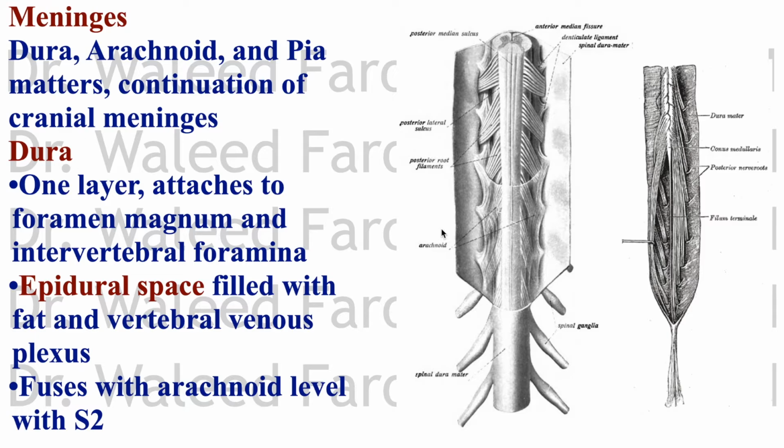The epidural space means the space between the dura and the vertebra. It's filled with fat and also a series of veins called the vertebral venous plexus. The dura fuses with the arachnoid at the level of S2, as you can see here. The pia mater continues and pierces the dura, and the arachnoid continues at the outside as the filum terminale externum. We'll talk about this in a while.